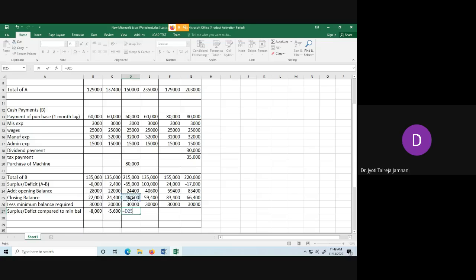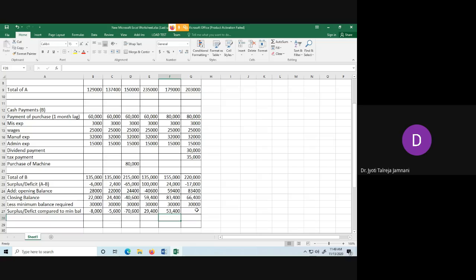Next, I had already a deficit of 4,600 and I need 30,000 for my minimum balance. So total deficit is 70,600 that I need to borrow. Okay, then in this month I need not borrow. The balance is 59,400. I already have more than 30,000. So here I can invest if I want.